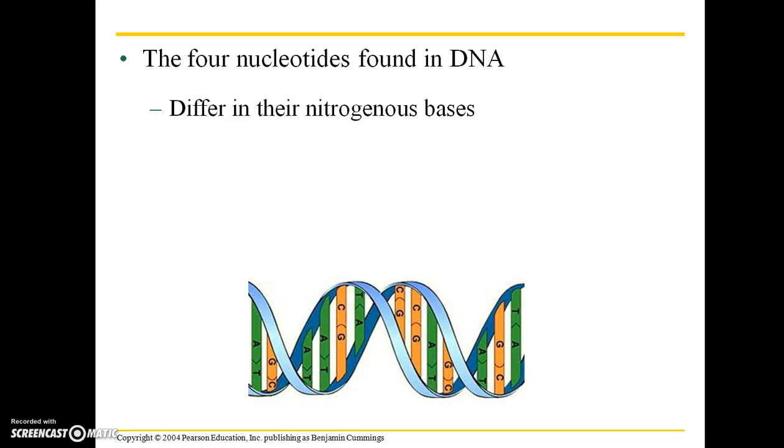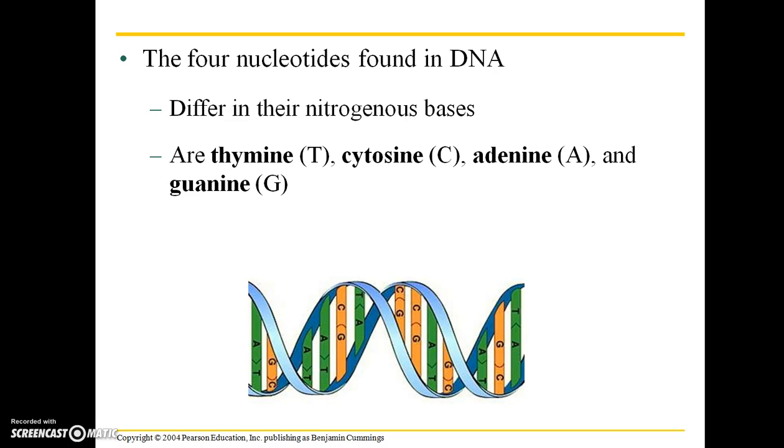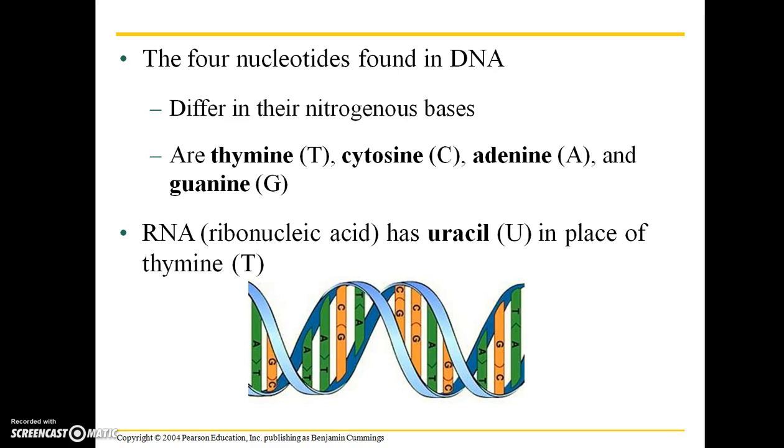So the 4 nucleotides that are found in DNA differ in their nitrogenous bases, and I already went over that, but that's how you spell all of those different nitrogenous bases. And RNA, which is ribonucleic acid, has uracil in place of thymine.